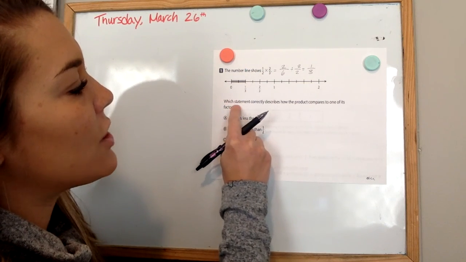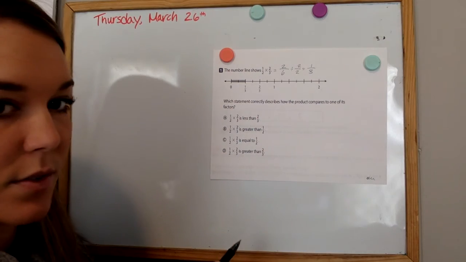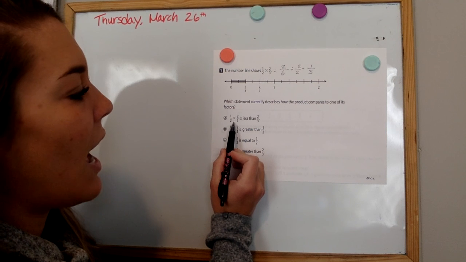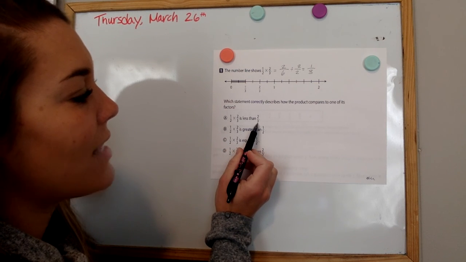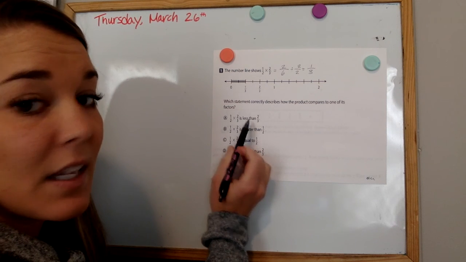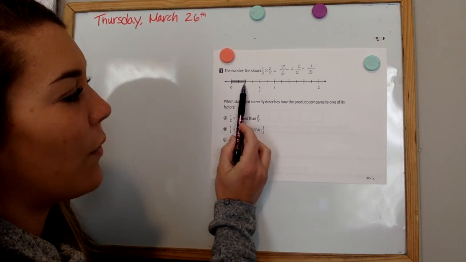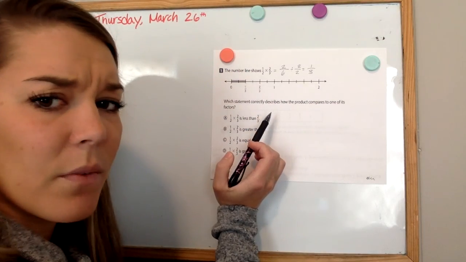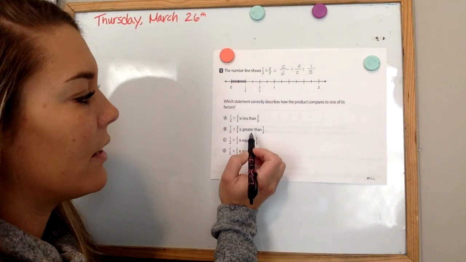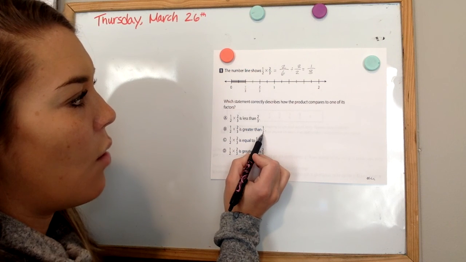Now it's saying which statement correctly describes how the product compares to one of its factors. Okay, so let's read through the options. Is it that 1/2 times 2/3 is less than 2/3? Well, I see that 2/3 is here, and I know I shaded only here, so I do think that's true. I think that might be correct, so I'm going to leave this one standing there. Let's look at the next one. 1/2 times 2/3 is greater than 1/2.